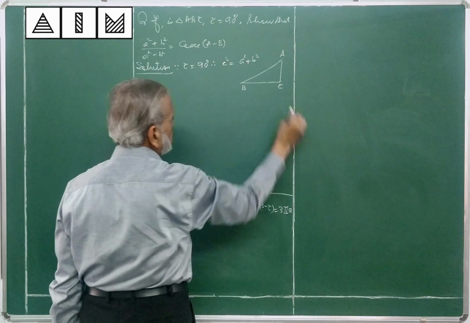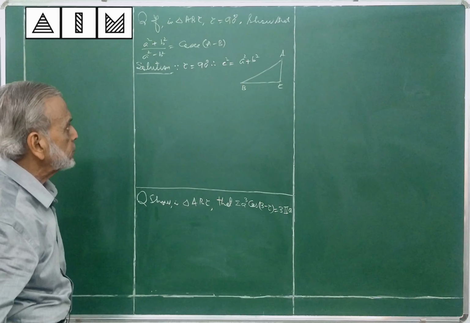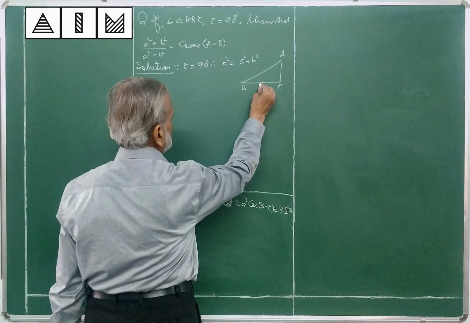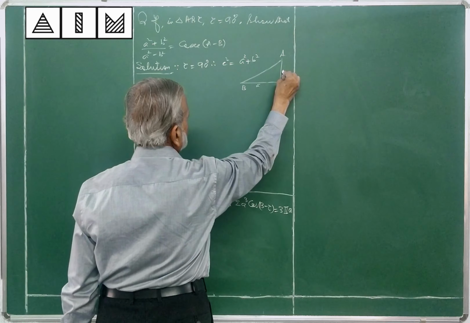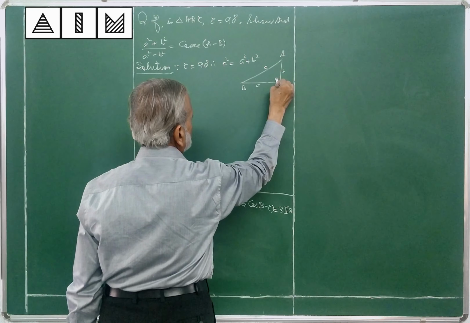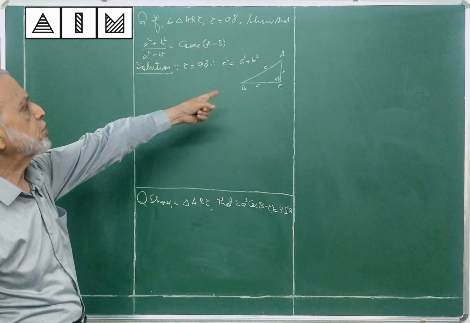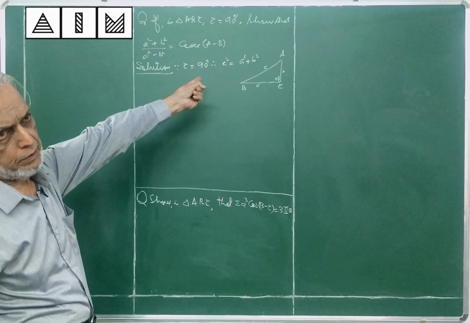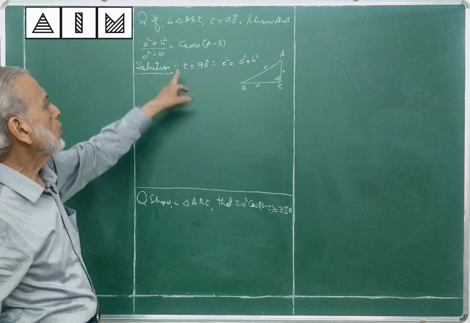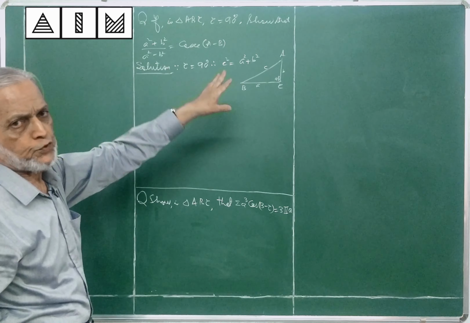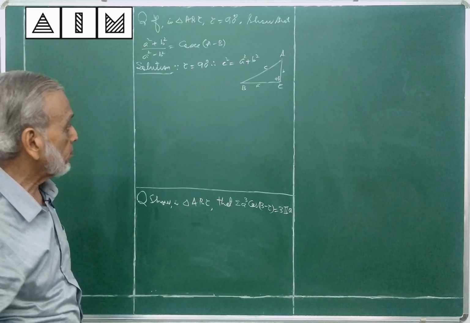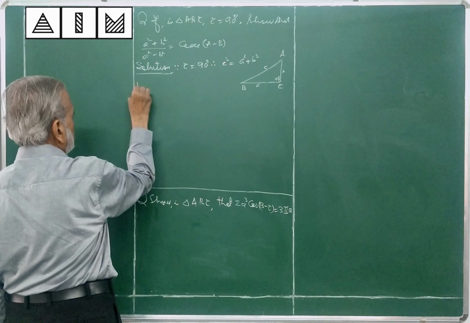This is triangle ABC in which C is 90 degrees. This is small a opposite A, small b, small c. This is 90 degrees. You can see by Pythagoras theorem, c² is equal to a² + b². So, when C is 90 degrees, it follows that c² is equal to a² + b². Let me take your problem now.